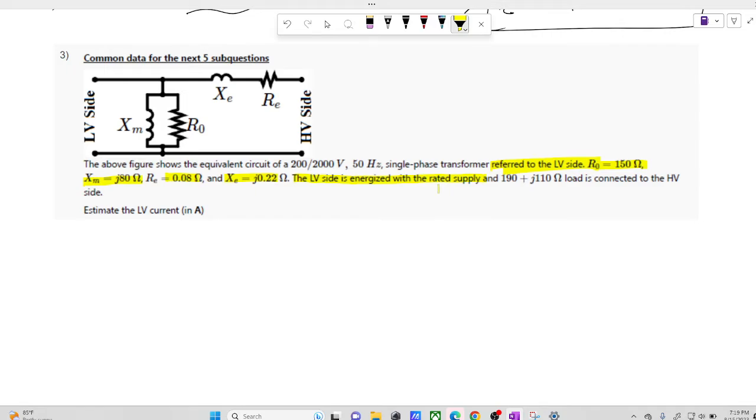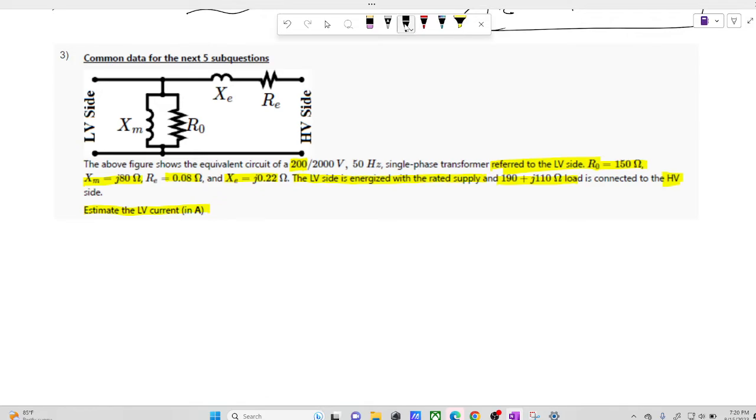Now they have given that the LV side is energized with the rated supply. That means they are energizing the low voltage side with 200 volts, and a load of 90 plus j R_L is connected on the high voltage side. They have asked to estimate the low voltage current, that is, the current being supplied by the supply.